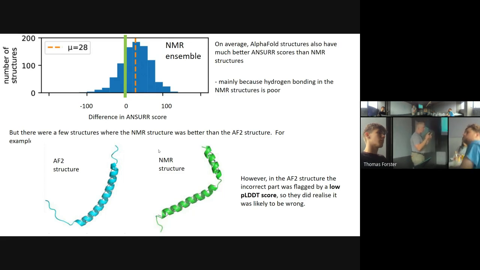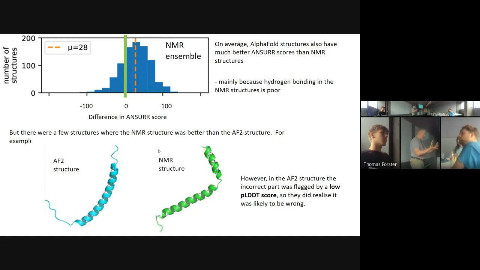Again, even though AlphaFold is basically trying to calculate what the crystal structure would look like. So AlphaFold is basically trying to model a crystal structure, not a solution structure. That's mainly because NMR structures actually have a very good hydrogen bond. Different topic altogether. There were a few structures for which the NMR structure was clearly better.